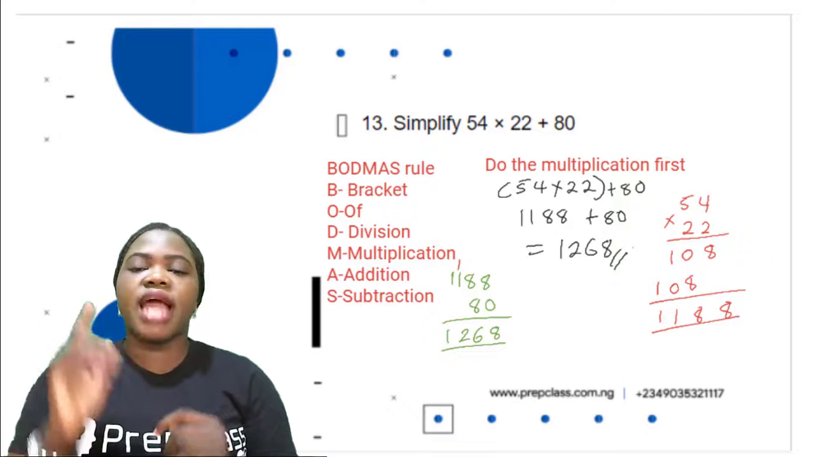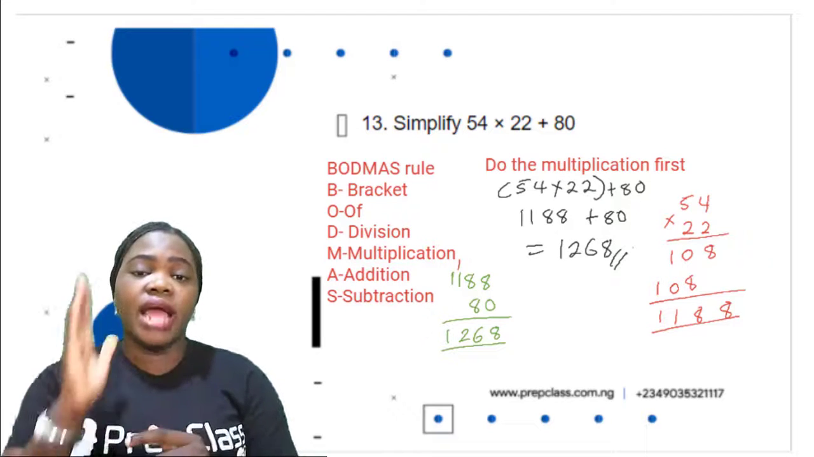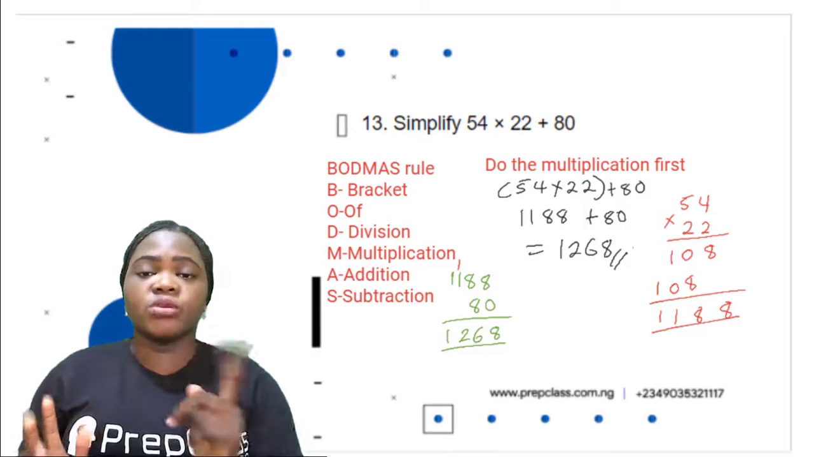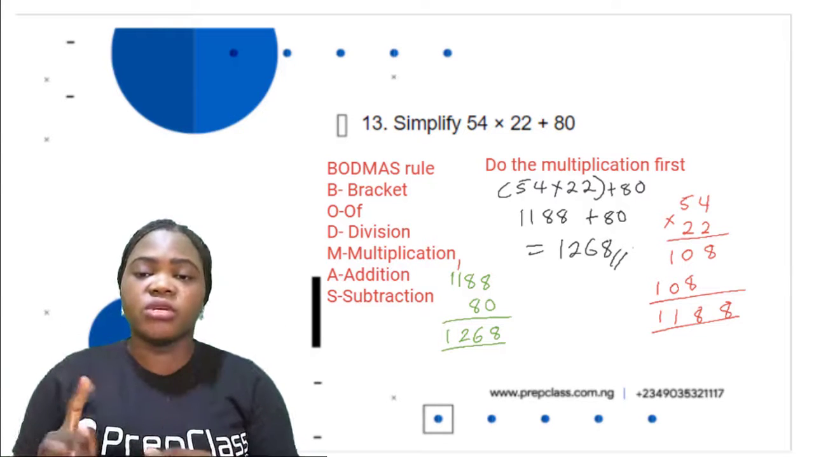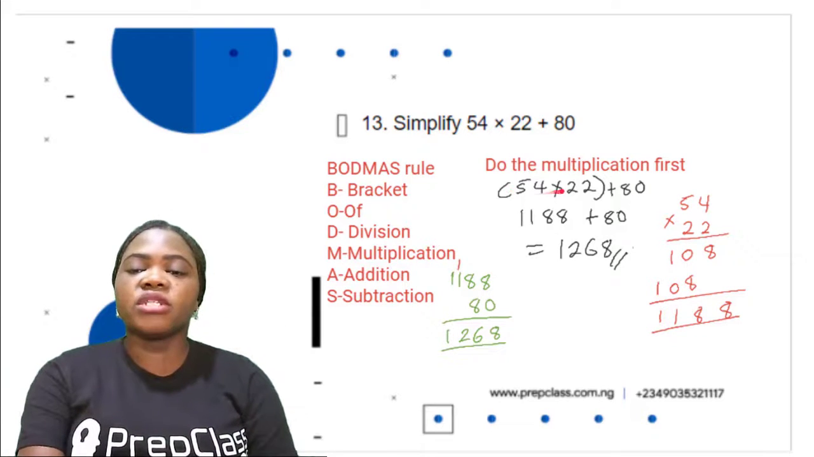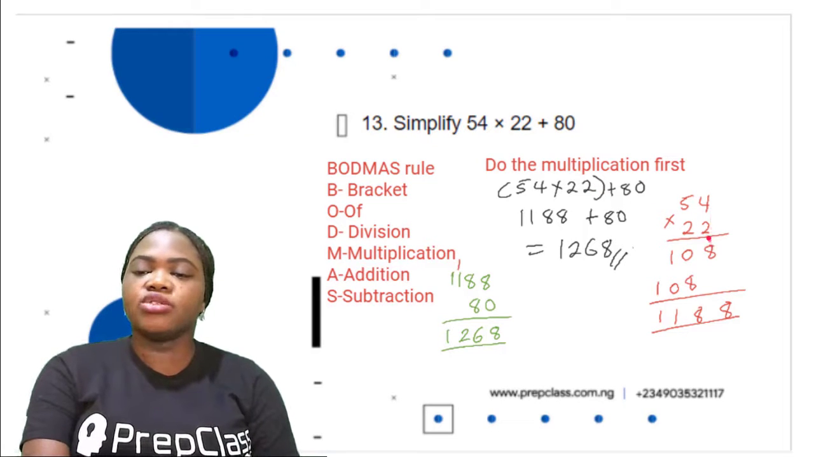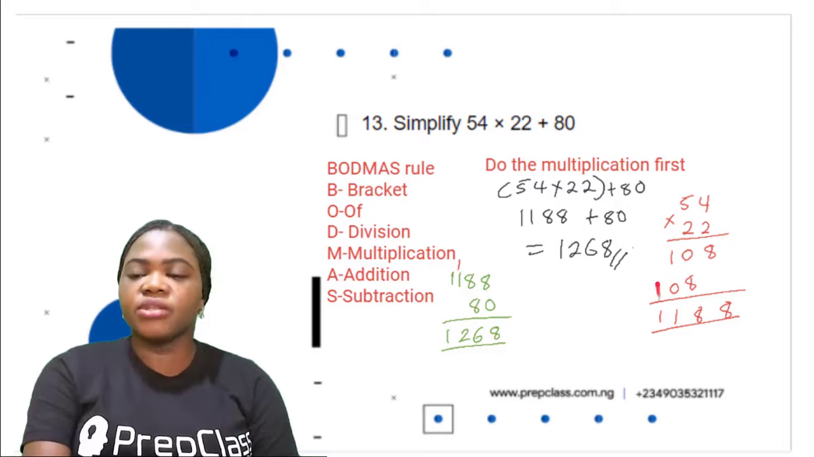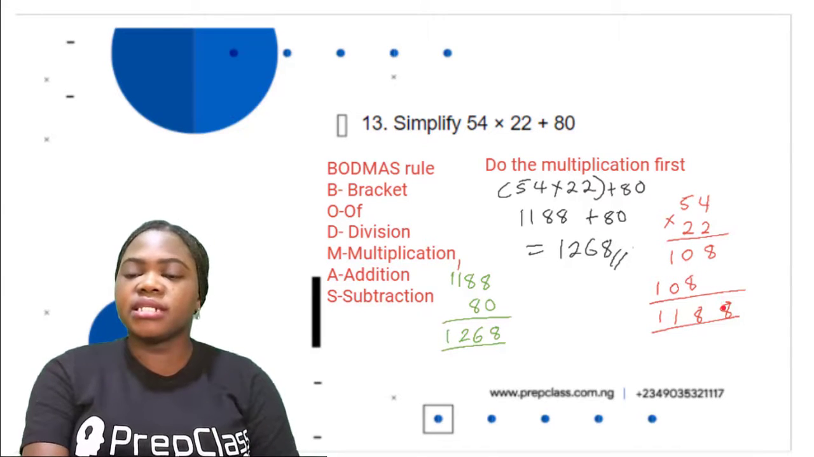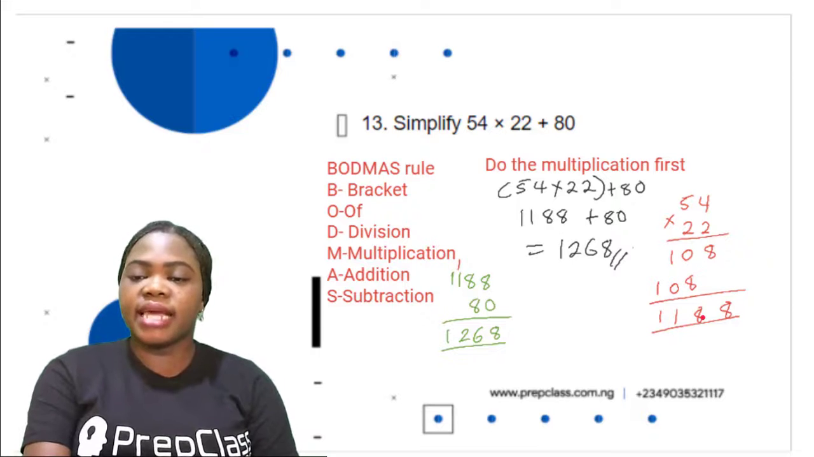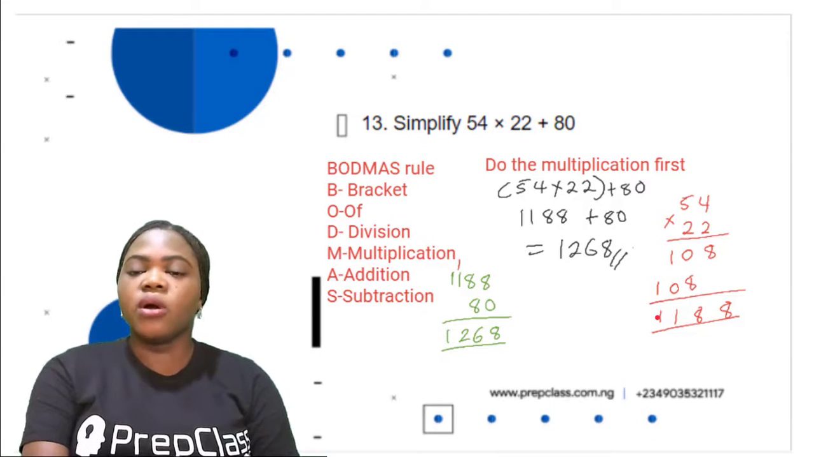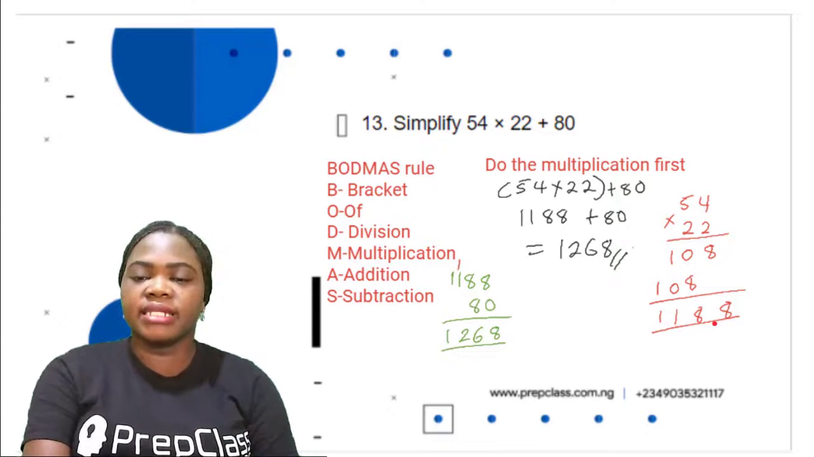So in this question, we have multiplication and addition. According to the BODMAS rule, multiplication should come first. So we'll do the multiplication first. 54 multiplied by 22, we can do that here. 2 times 4 is 8, 2 times 5 is 10. 2 times 4 is 8, 2 times 5 is 10. So let's add this together. 8 plus nothing is 8, 0 plus 8 is 8, 1 plus 0 is 1, then 1 plus nothing is 1. So the product of 54 and 22 is 1,188.